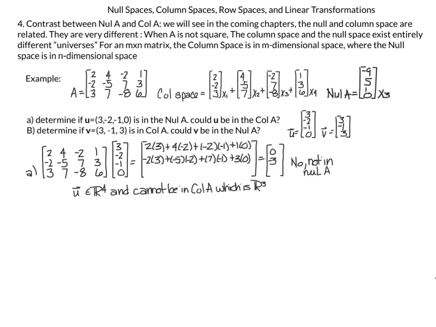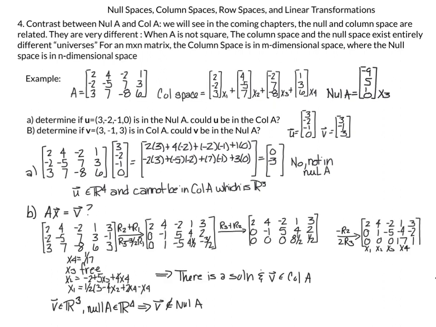Now, u is in R4, and the question is, can it be in the column space of A? So the column space of A, because it's linear combinations of the columns, is in R3. So u is in R4 and cannot be in the column space of A, which is in R3.